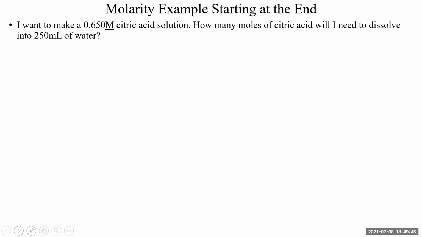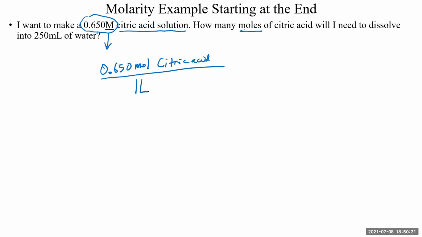Next, we have another example. This time we're going to start with what we want to make. I want to make a 0.65 molar citric acid solution. Again, depending on what kind of information we have, we're looking for moles. Now, if I had asked you how many grams of citric acid, I would have to give you either the formula of citric acid or its molecular weight. But since I'm only asking for moles, this is fairly easy because we can easily convert from volume to moles. Remember the definition of molarity: the 0.650 here represents 0.650 moles of citric acid for every exactly 1 liter of citric acid solution.